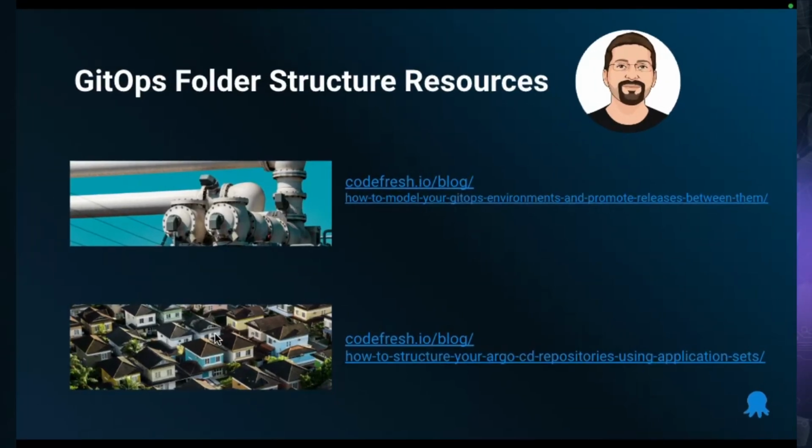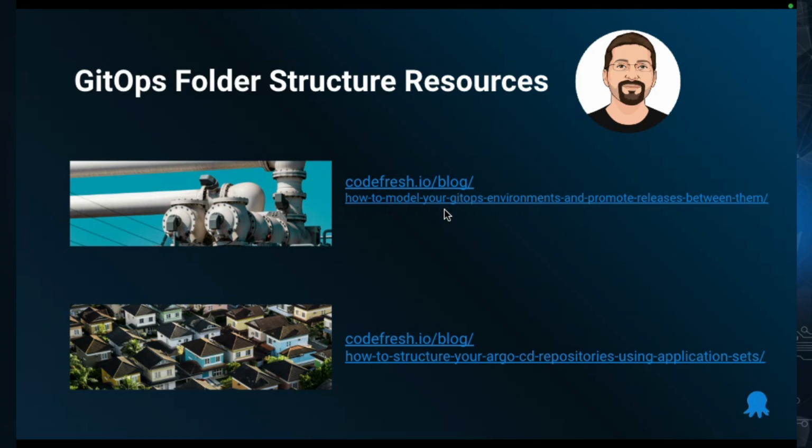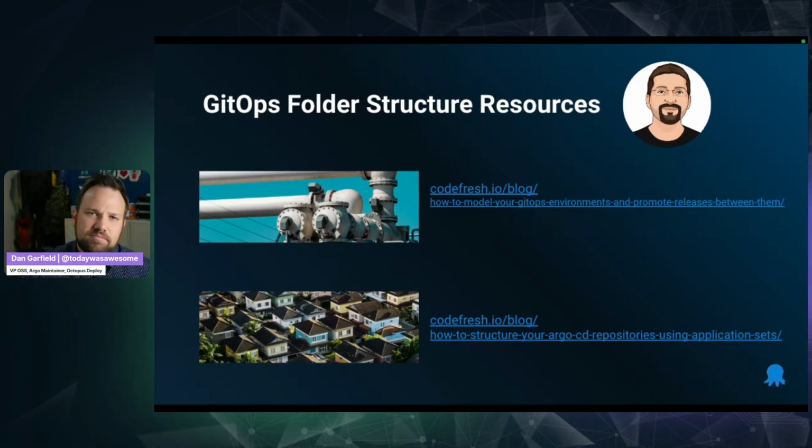To double click on these, this structure here, I do recommend reading. We have 2 blog posts that Codefresh has put together. One on how to model your GitOps environments and promote releases between them. And this specifically talks about folder structure and not using branches for environments, for example, which is an anti-pattern. And the second one is about doing the same thing, but using an application set that automatically generates everything, so you don't have to manually create any applications. You can just do everything completely declaratively in Git.